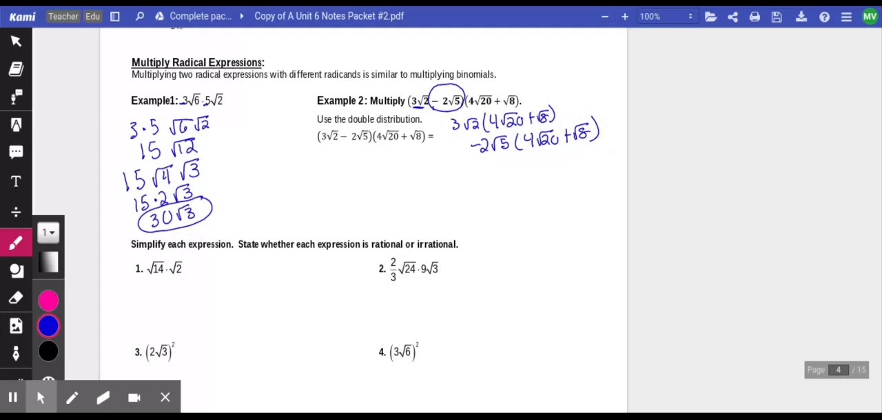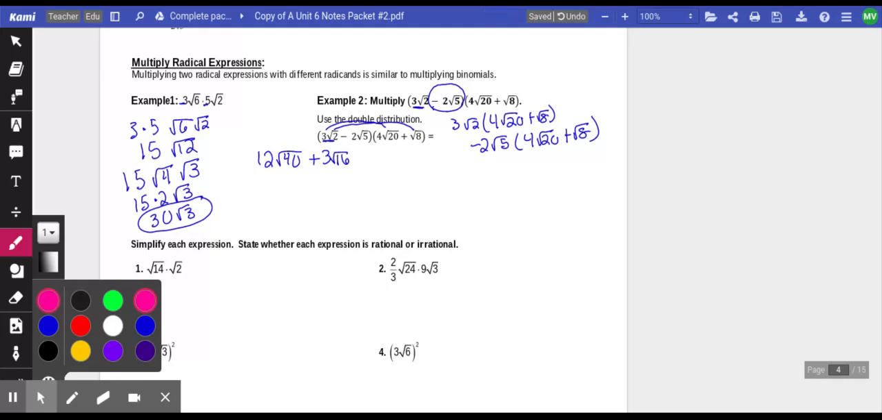By double distributing, when I multiply 3 radical 2 times 4 radical 20, that gives me 12 radical 40, because I multiply the 3 times 4 and the 2 times 20. Inside by inside, outside by outside. Then I do 3 radical 2 times radical 8. So that's plus 3 radical 16.